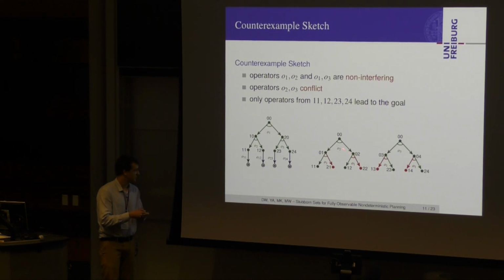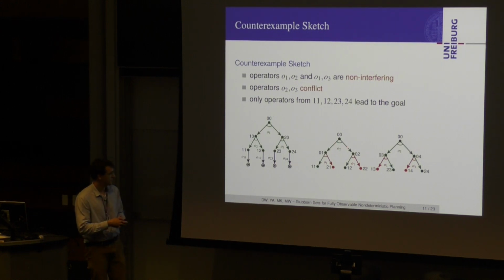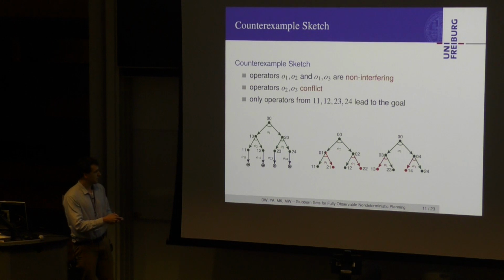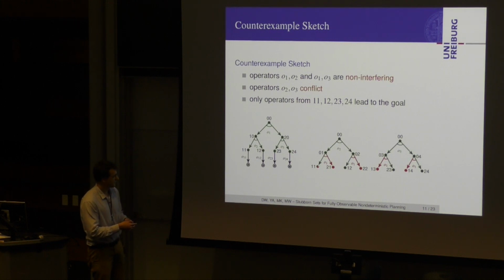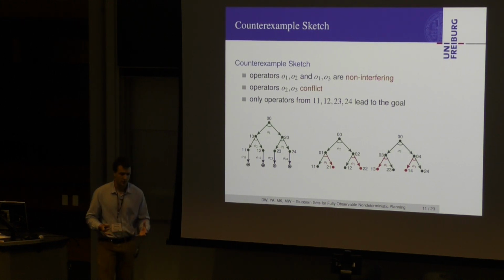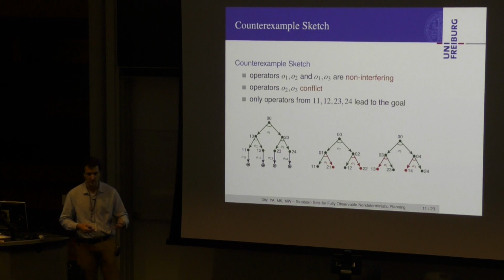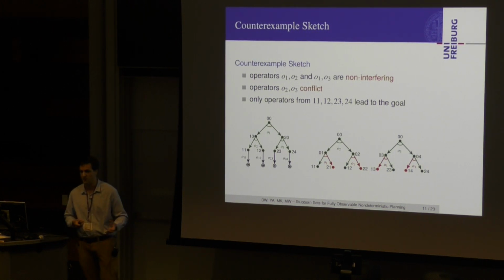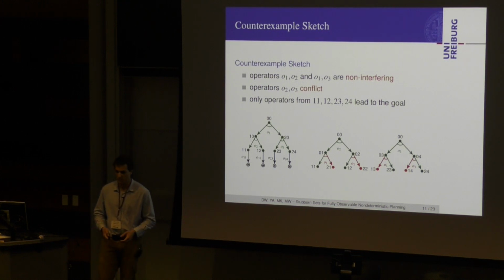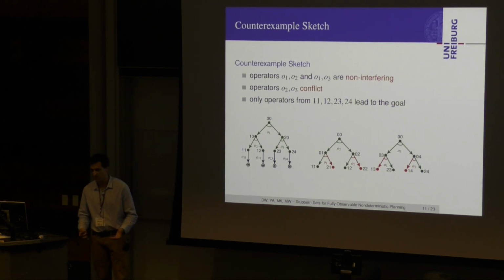The middle picture shows this situation. We start with O2 instead of O1. We get these two successor states. But if we now apply O1, then we will get such a state where the first variable is set to 2 and the second is set to 1. And from there we don't have an operator which leads to the goal. So this is definitely not the idea we should follow for FOND planning.